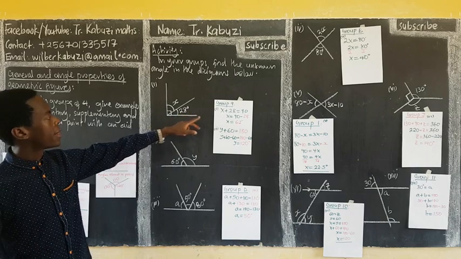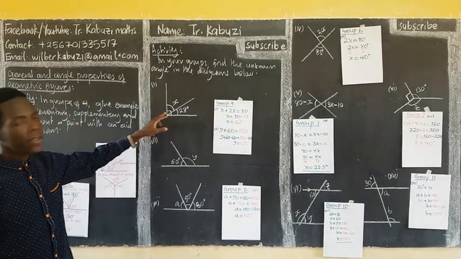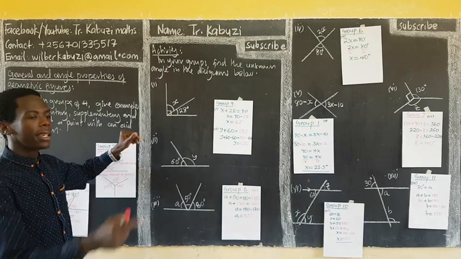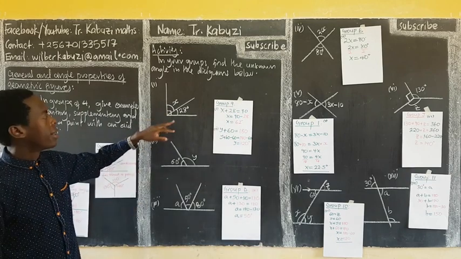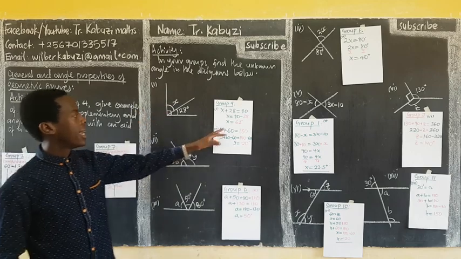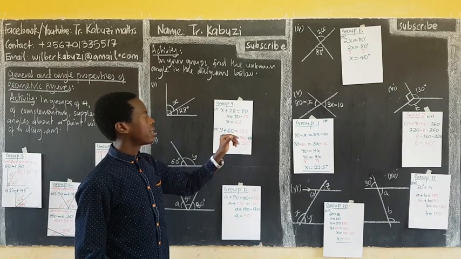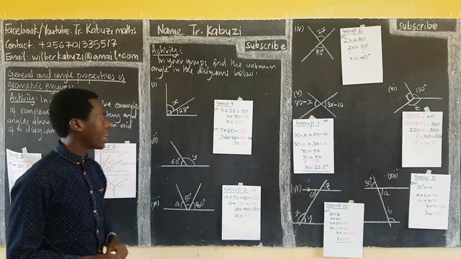So they say x plus 28 should be equal to 90. Why do you think they are equal to 90? Because they are complementary angles. This shows that they are complementary angles. Then they took this side. Then when it gets 90 minus 28, they got 68.